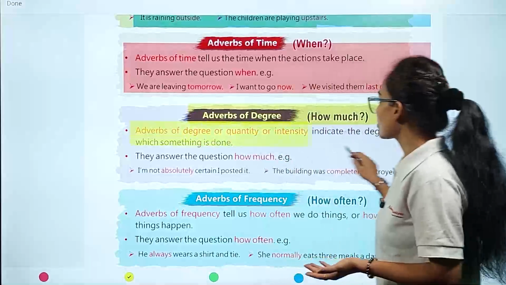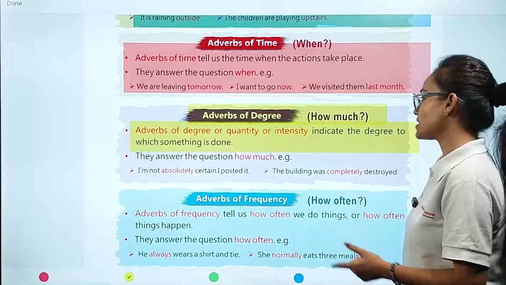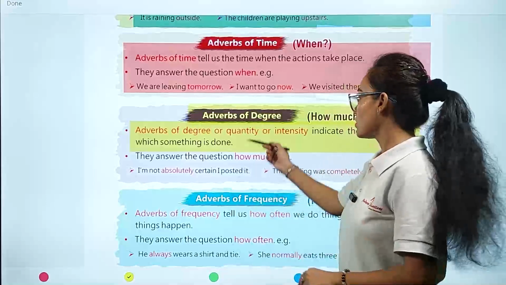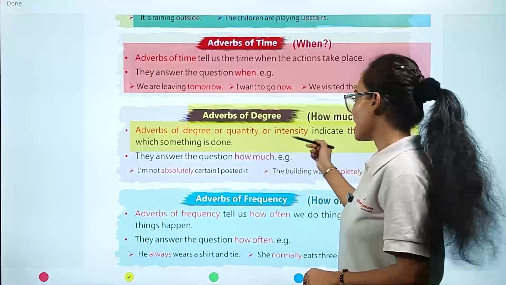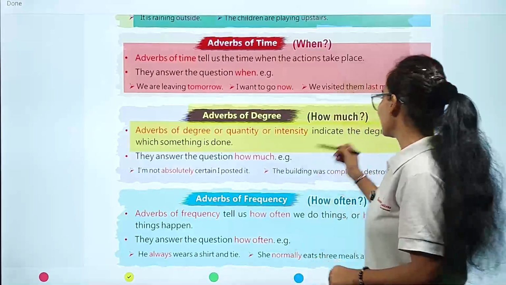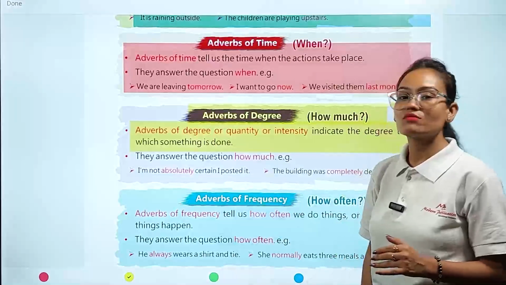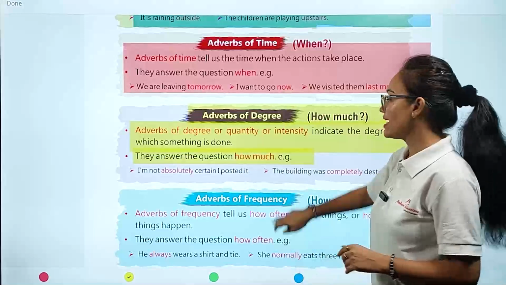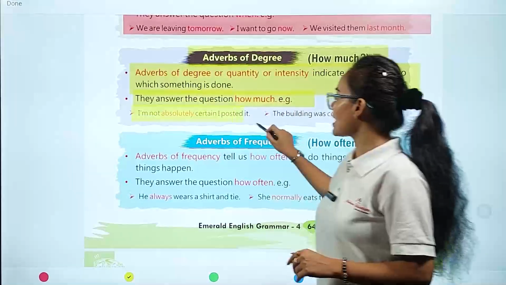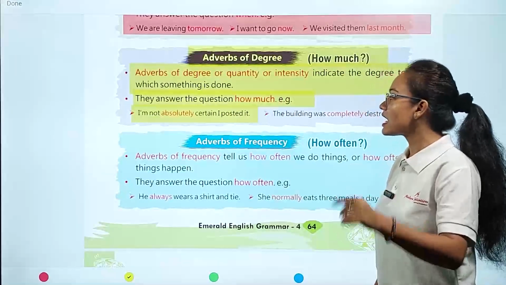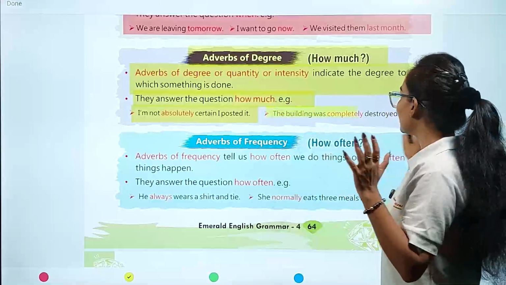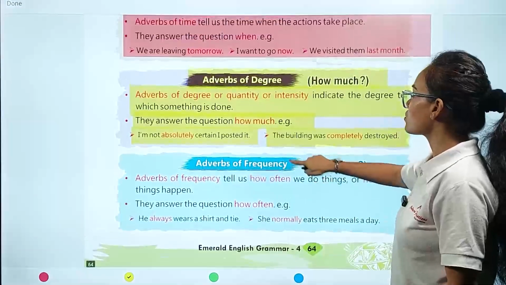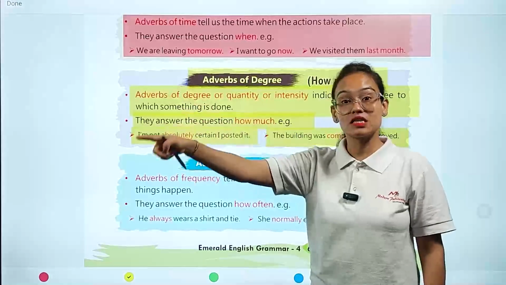Adverbs of degree, or quantity, or intensity. See, adverbs of degree also have two other names: adverb of quantity and adverb of intensity. They show the degree to which something is done. They answer the question how much. Example: I am not absolutely certain I posted it. The building was completely destroyed. So here, my dear students, you can see how much of the action is completed.